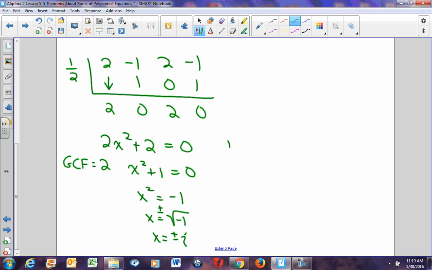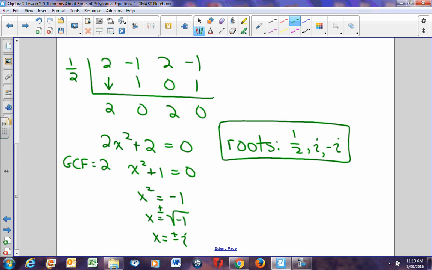So my roots then are 1/2, positive i and negative i. So those are all the roots of that figure. One of them is real, 2 of them are not, but that's all of the roots. Notice that the difference here is we're not looking for just the rational roots, we were looking for all of the roots.